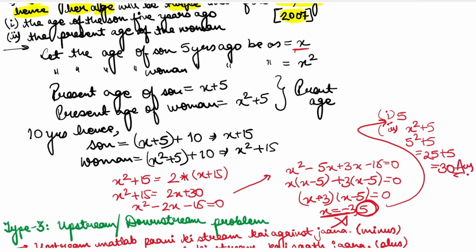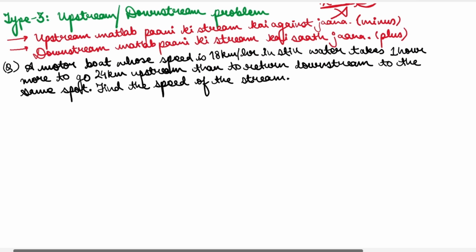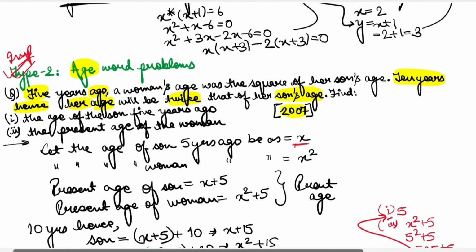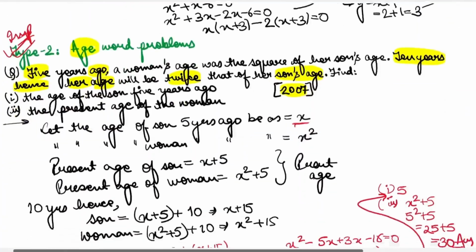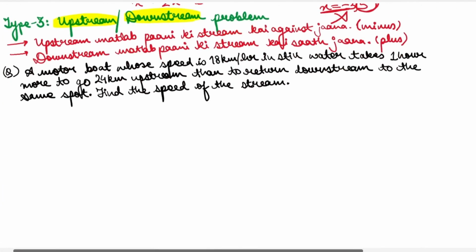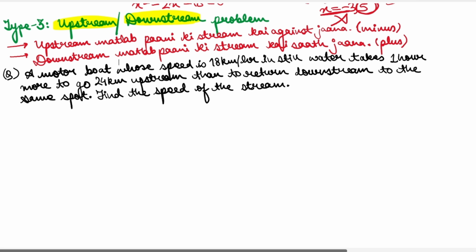Now moving on to the last pattern of question, that is the upstream and downstream problem. You may not get them consecutively, but you can expect these types of questions in boards. The last three questions which I have discussed, that is, interchanging the digits place, age problems and the upstream downstream problem, these three problems are very prominent questions asked in your boards exam. Okay, so now please pay attention to this.